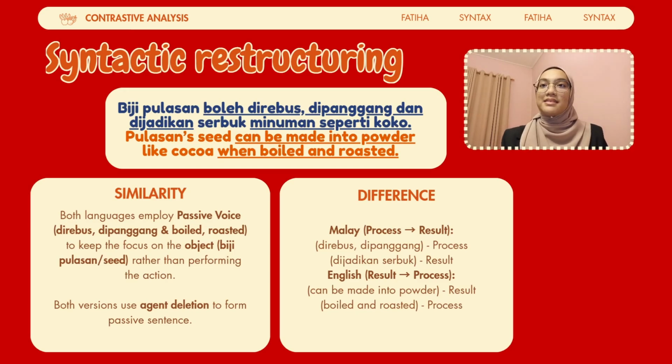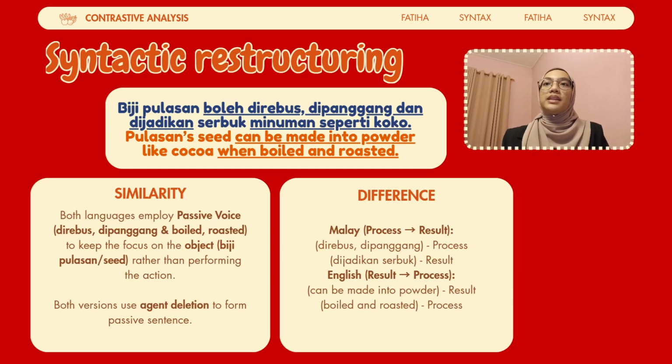That's why it's not mentioned in the sentence. So by deleting the actor, the agent, or the doer of the action, both successfully shift the sentence's focus onto the object of the sentence instead of the subject, which is the seed or the biji pulasan, who is receiving the action. However, even though they agree on the passive voice, they completely clash when it comes to clause and phrase restructuring.